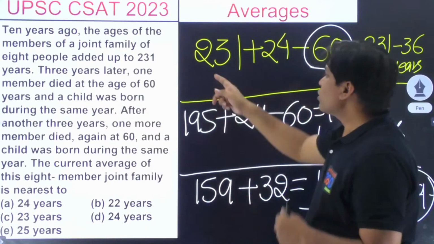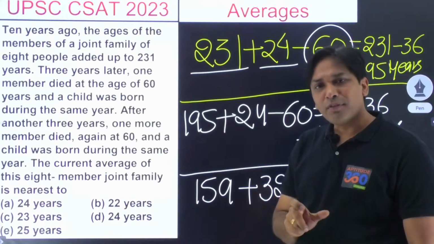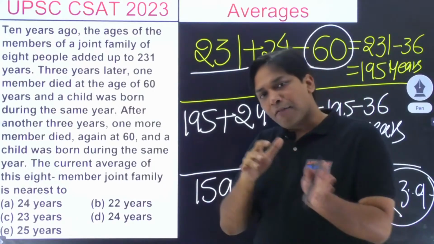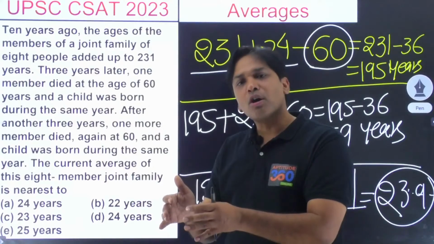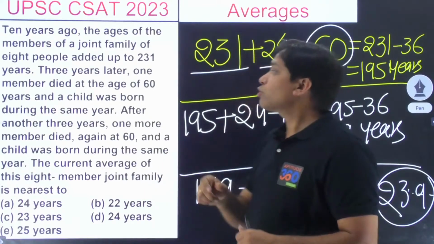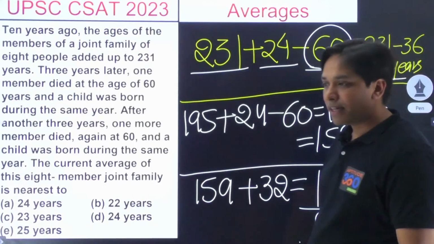So collective age was 231. 3 साल में बढ़ा कितना? 8 into 3, 24. अब after 3 years, 1 person dies, and the person who dies was 60 years old. So that 60 has to be subtracted, and hence it is coming out as 195.